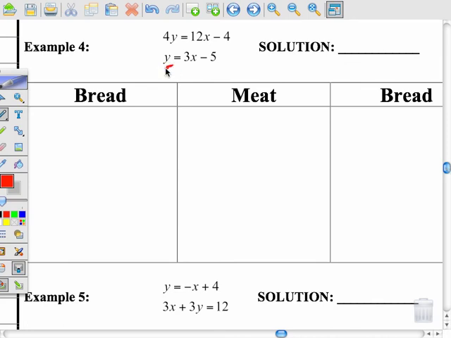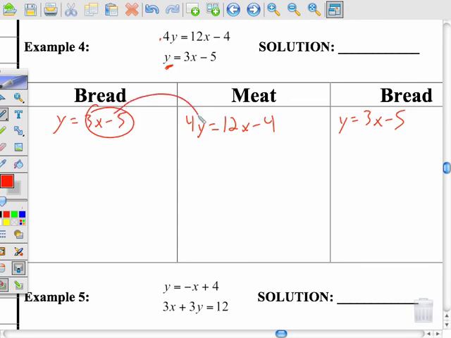It's the same pattern throughout all of these. Again, what's our bread? We're looking for y equals or x equals. In this case, we have y equals. So bread, y equals 3x minus 5. And then the other equation is the meat. So 4y equals 12x minus 4.